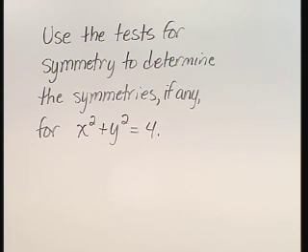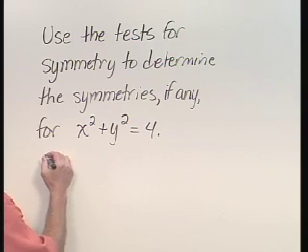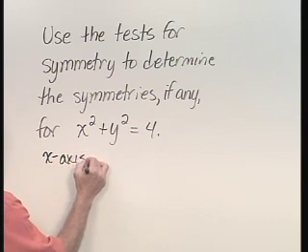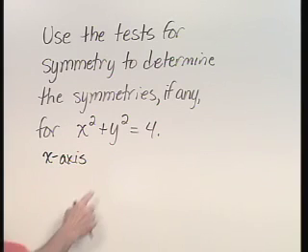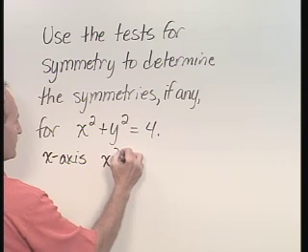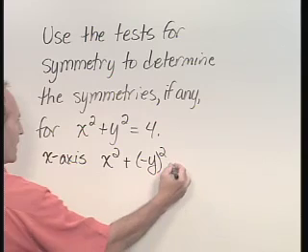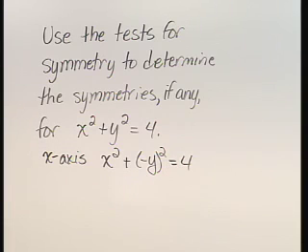Use the tests for symmetry to determine the symmetries, if any, for x squared plus y squared equals 4. To test for symmetry with respect to the x-axis, we substitute in the value opposite of y for y. So this would be x squared plus the opposite of y, quantity squared, is equal to 4.